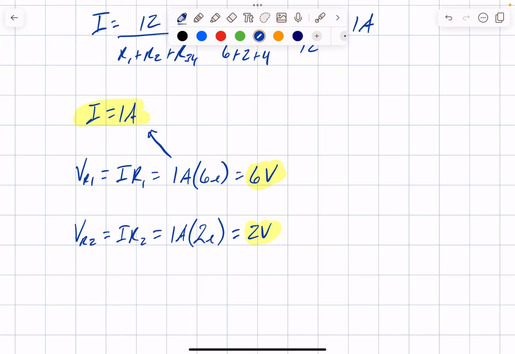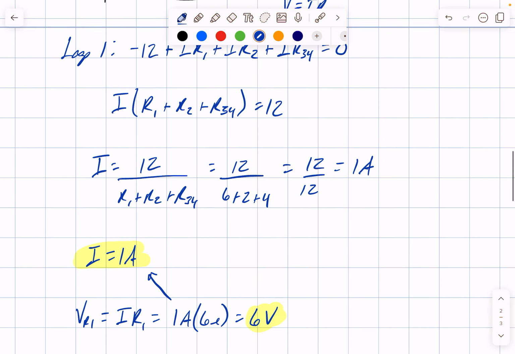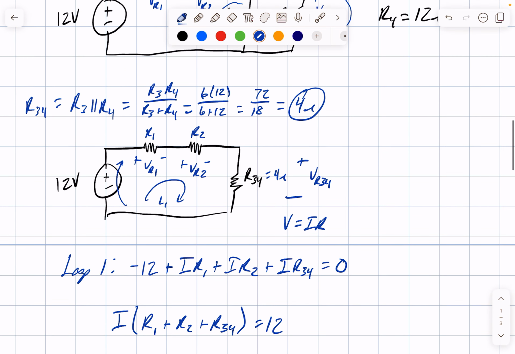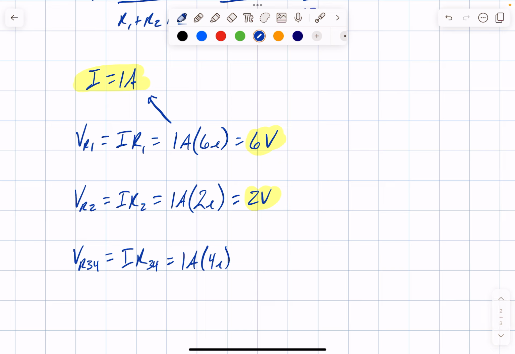And now for the final one, we can say that VR34 is equal to the current times R34. And we have 1 amp times 4 ohms, which I'm getting right here, which is what we calculated from this parallel equation right here. So that is 4 volts.